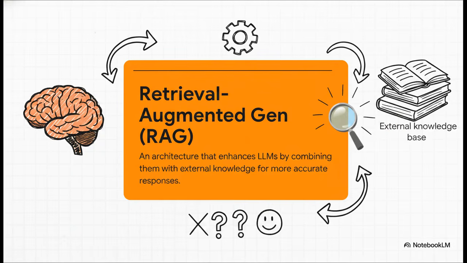So what we're really talking about here is an architecture that basically bolts an external library onto an LLM. It's like giving it a direct line to live, specific information. And the result? A huge boost in accuracy and a massive drop in those frustrating made-up answers.